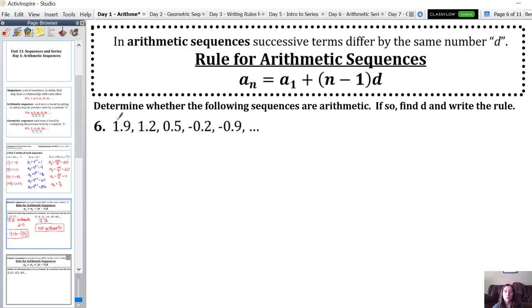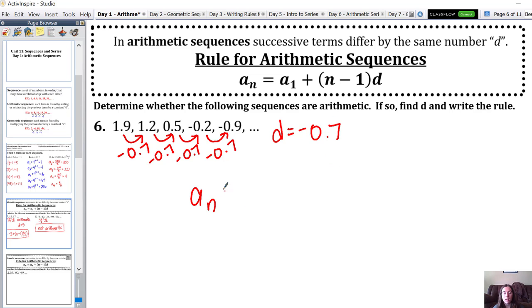In number 6, our first term is 1.9, our second term is 1.2. To get from that first term to the second, we would subtract 0.7. To get from 1.2 to 0.5, we would also subtract 0.7. To get from 0.5 to -0.2, still subtracting 0.7. And to get from -0.2 to -0.9, we're subtracting 0.7. So that means our value of d here is -0.7. Our rule is a sub n equals the first term, 1.9, plus n minus 1 times the value of d that we just found.